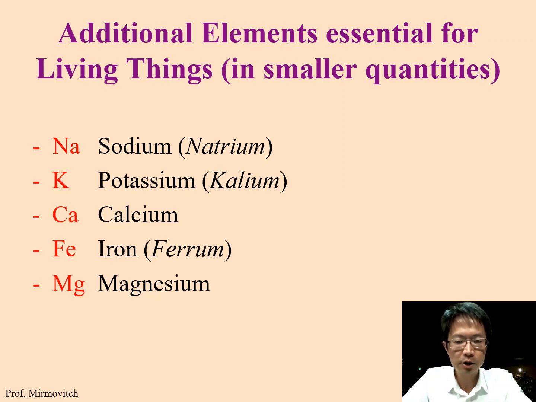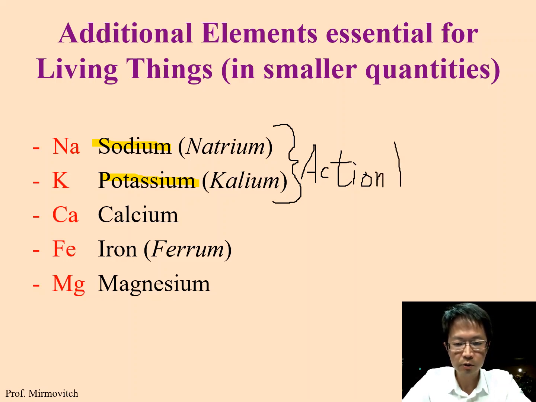In addition to calcium, we also need other elements. For example, we need sodium and potassium. Sodium and potassium are important because in our nervous system, the nerve cells, we call them neurons. Neurons generate an electrical signal. We call that action potential.